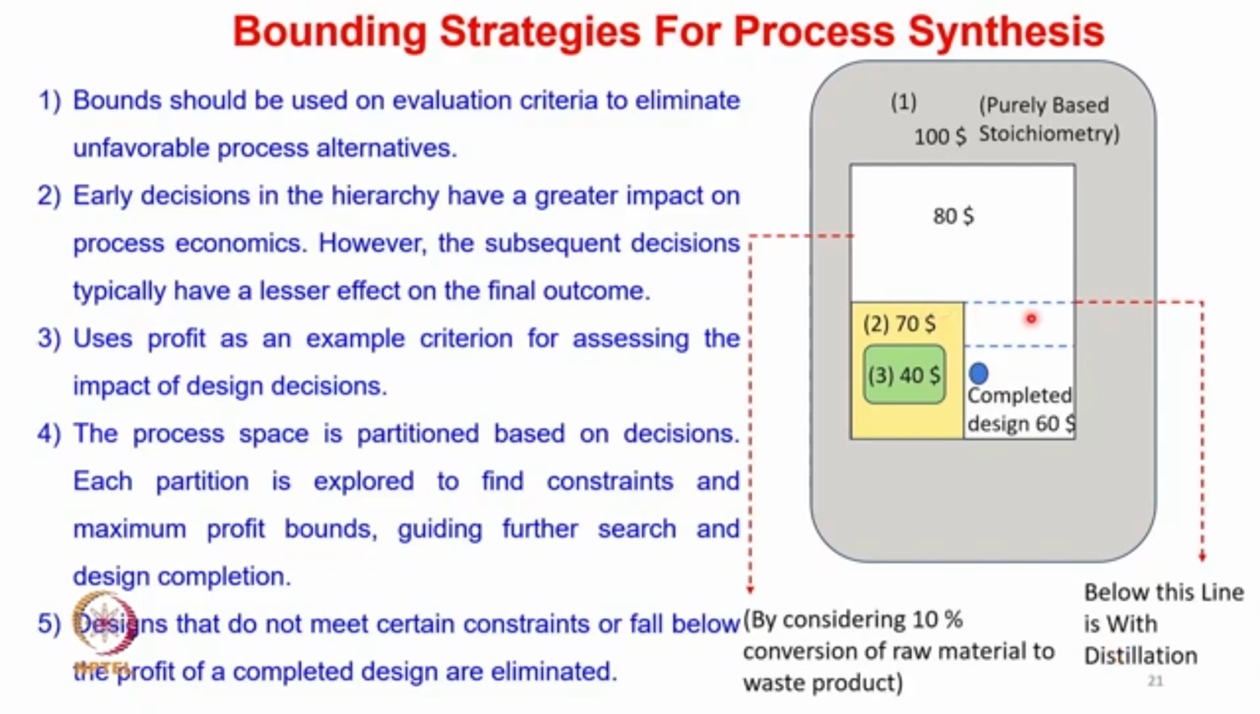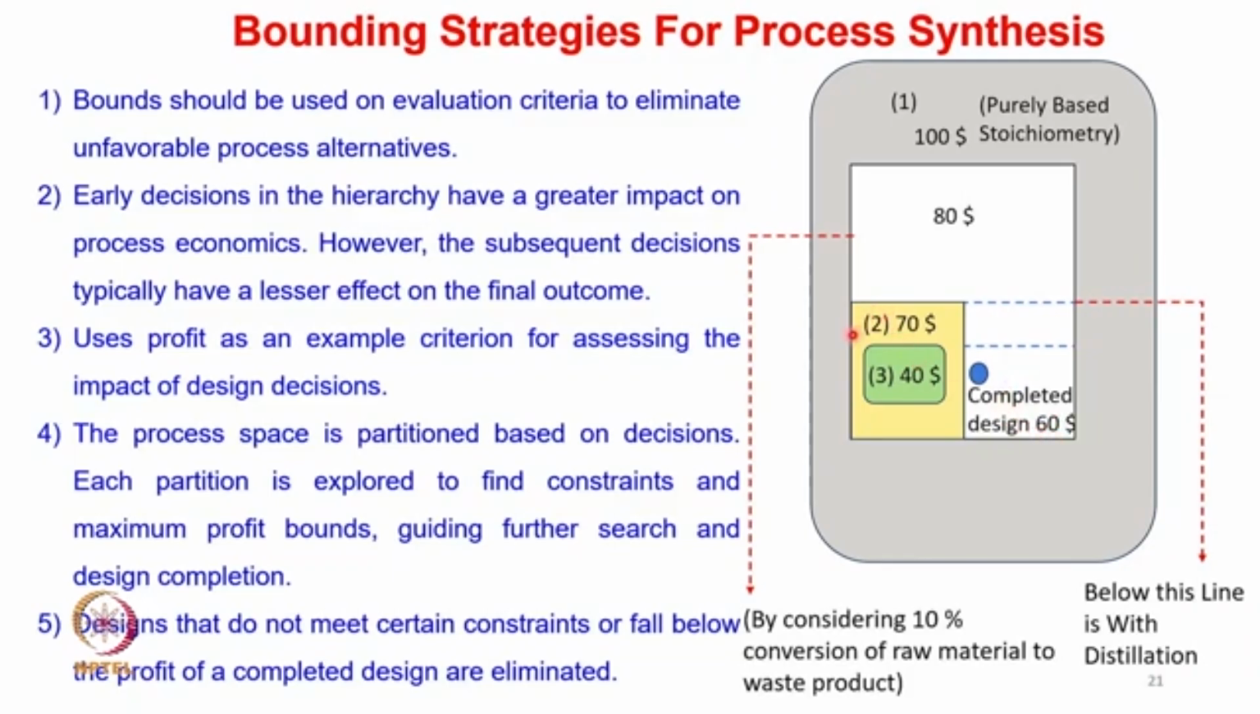Again, in this particular block, we can see that there are two blocks. One is the yellow block on the left hand side, and there is a white block on the right hand side. On the right hand side, this given search space we have partitioned into two different blocks. The first block is this, and the second block is below that. In the second block we have completed the design, and let's say that the profit obtained in the second block comes out to be $60.